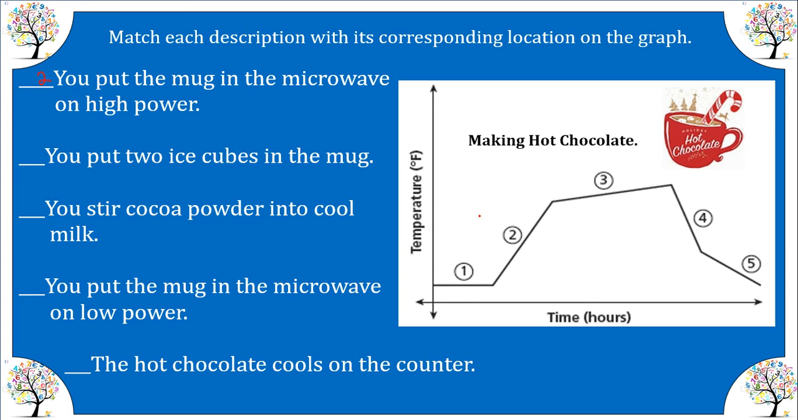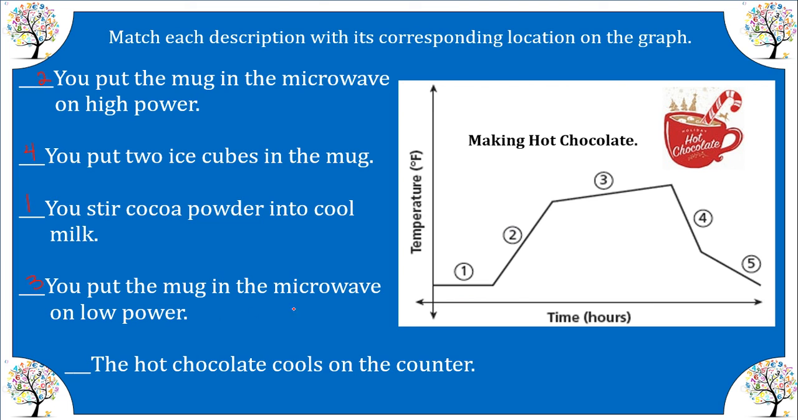You put 2 ice cubes in the mug, so if you put ice cubes in the mug, it's going to cool down. So maybe this is number 4, that it cools down. You stir the cocoa powder into the cool milk. So maybe that's at the beginning. You're just stirring in the cool milk before you heat it up. You put the mug in the microwave on a lower power than you did before. So maybe that's 3 because this is not as steep as number 2.